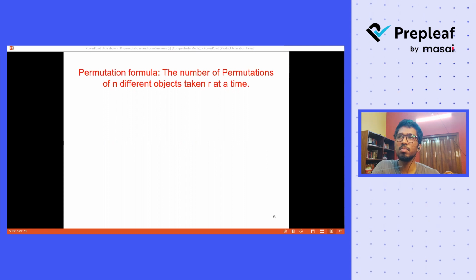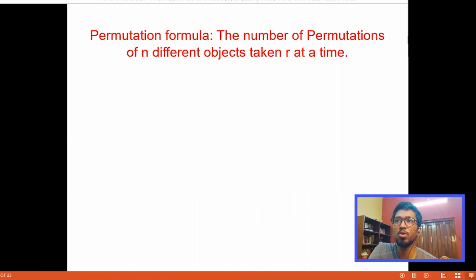So as you can see on my screen, it says the permutation formula. We'll find the number of arrangements, or the number of permutations, of n different objects taken r at a time. So what's the meaning of it?